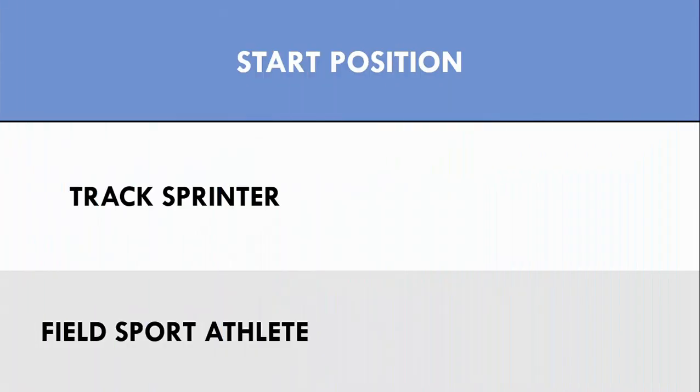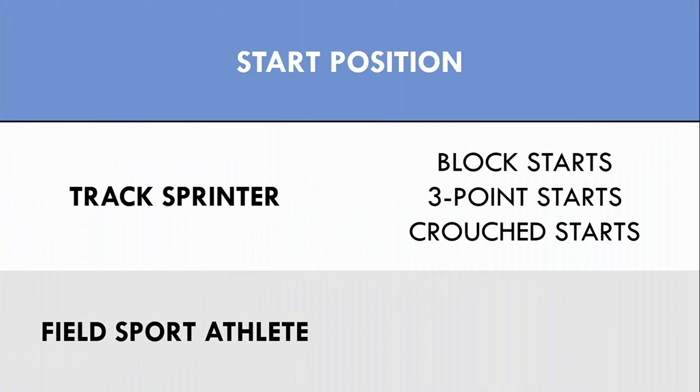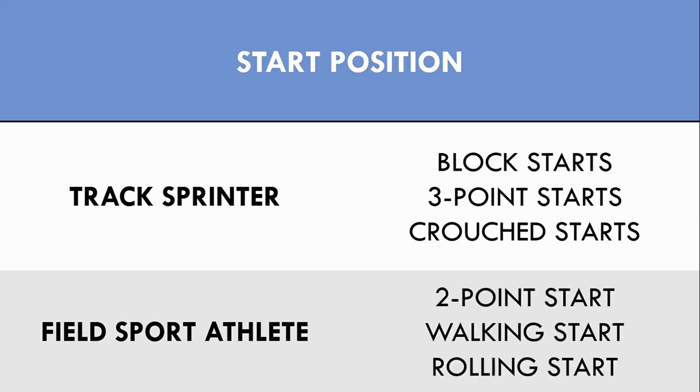For example, a track sprinter may want to use block starts since they are a skill that needs to be practiced for their races. Whereas a field sport athlete may want to use a 2-point standing start, walking start, or a rolling start since it replicates the start of a sprint as seen in a competitive match. Furthermore, the starts used matter more for the acceleration sessions and less for the speed endurance sessions. This is because the emphasis of the acceleration session is purely to enhance the first 10 to 30 meters of the sprint, while the speed endurance day is addressing the point when the athlete reaches top speed.